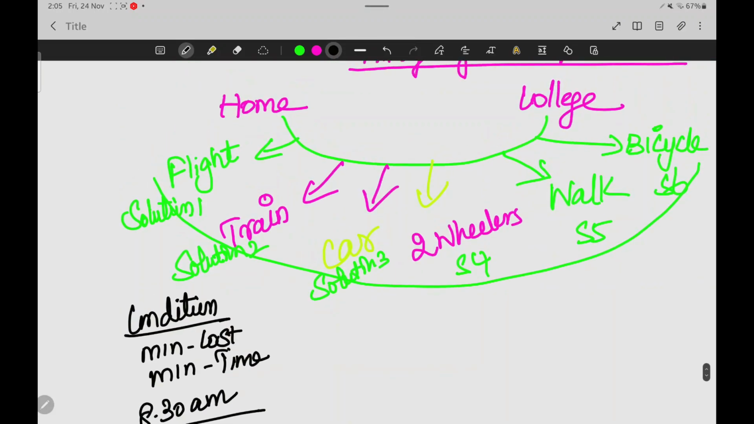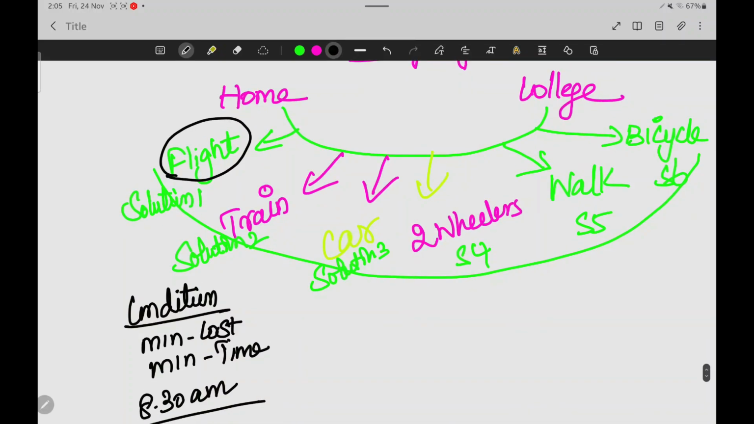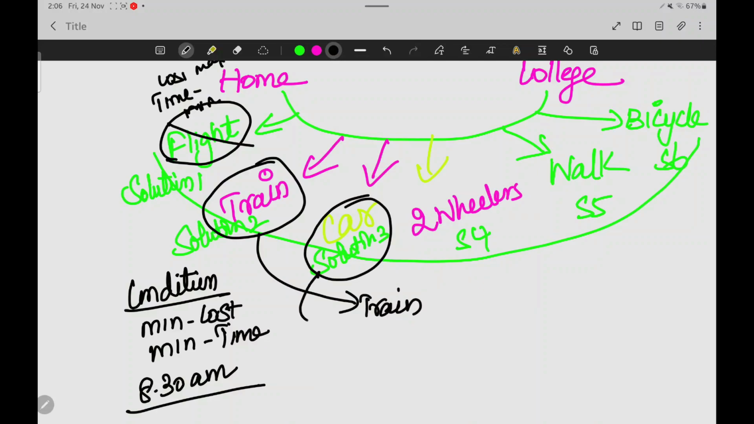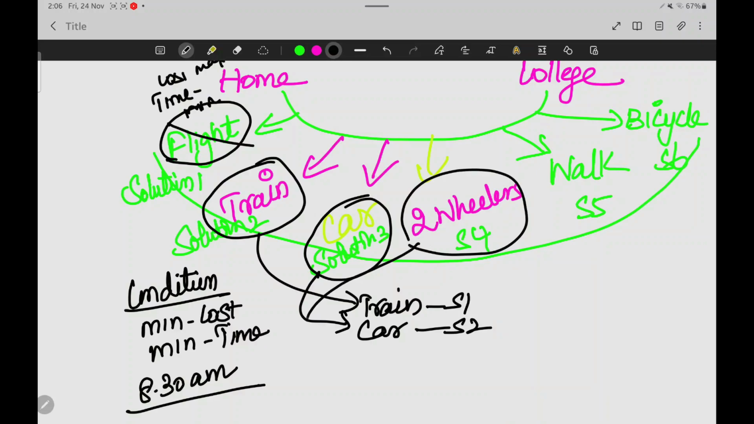So first one is flight. So here the time is minimum, but the cost is high, cost is maximum. So we cannot prefer the flight. So train is moderate, so we can prefer train, and car also we can prefer. So this may be one of the solutions and this may be another solution. So two-wheeler also we can prefer. So this is also somewhat moderate compared to flight.